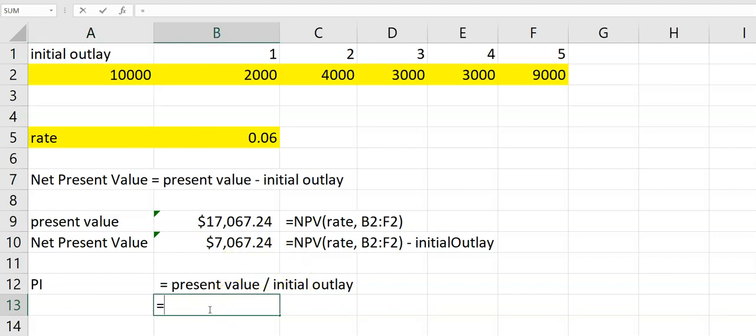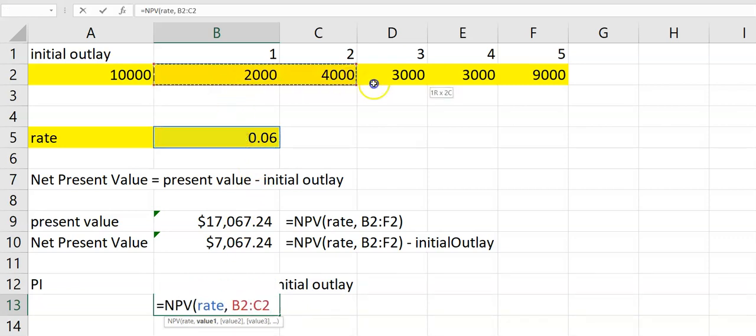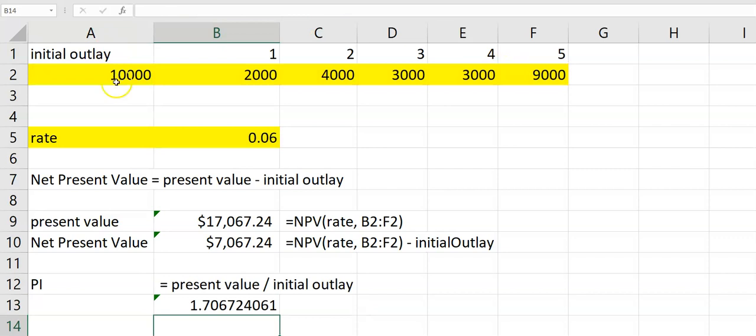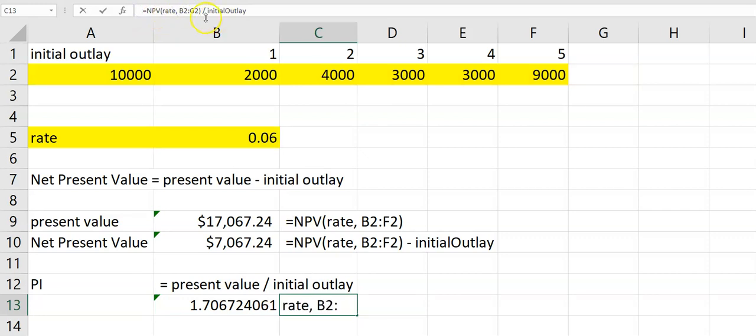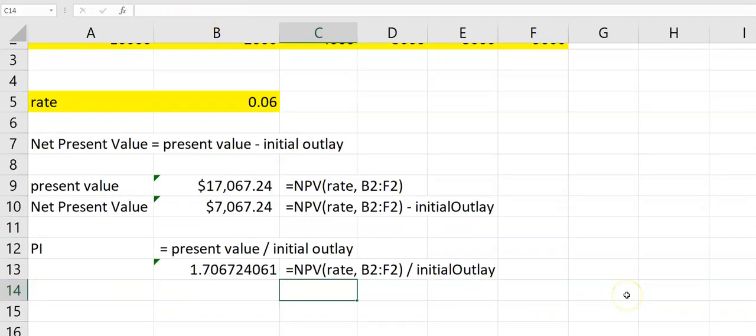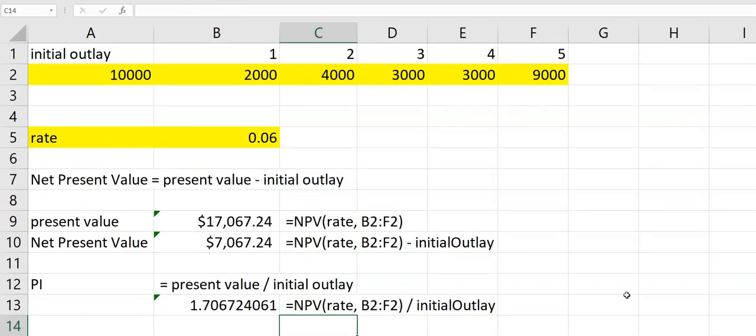Let's calculate it. Well, this one I'm going to do the NPV, because again, that's the present value. I'll include the rate, and I'll include this, divided by my initial outlay, boom. And it's bigger than 1, so I'm going to do the project. And that's a B. And that's an F. All right. So I do this project.